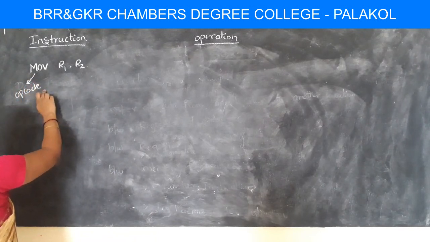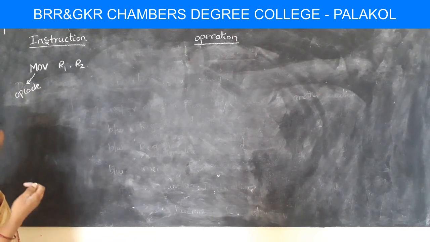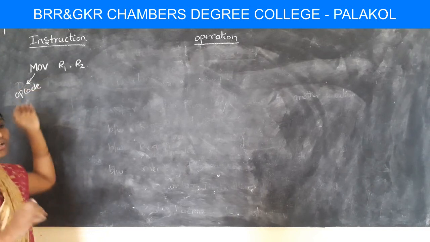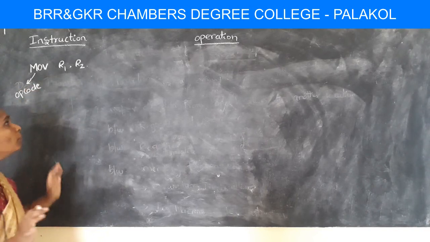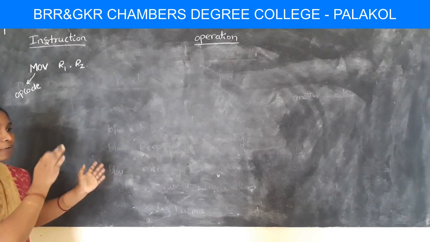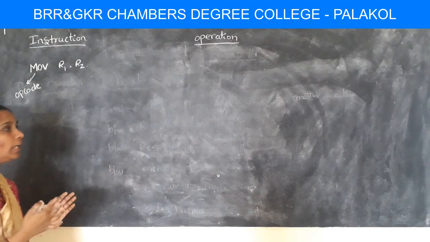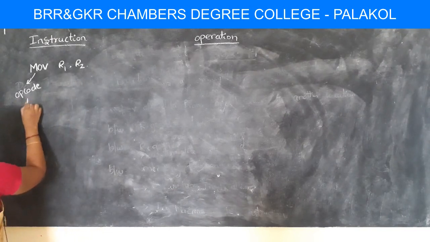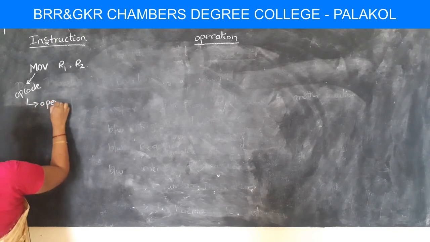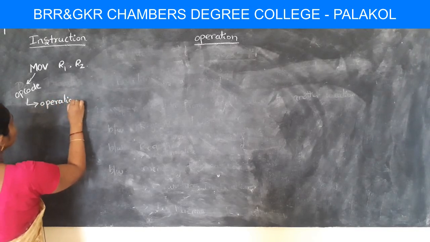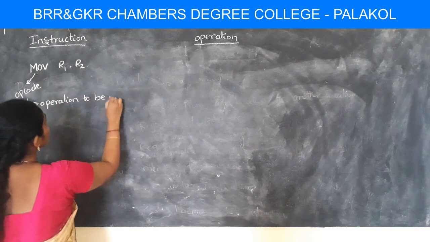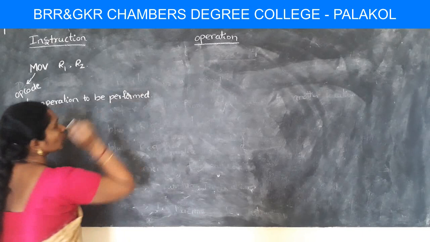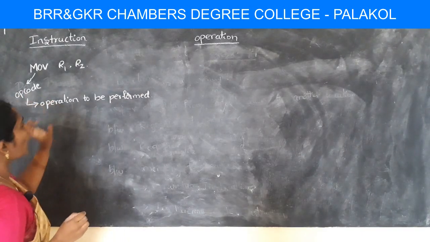It is an opcode. So opcode is nothing but the operation to be performed. So that means in this instruction, which type of operation is performed? So that is moving of data from one place to another place. Okay. So that is nothing but this opcode. Opcode is nothing but the operation to be performed.